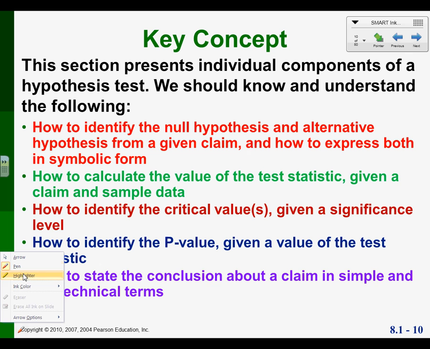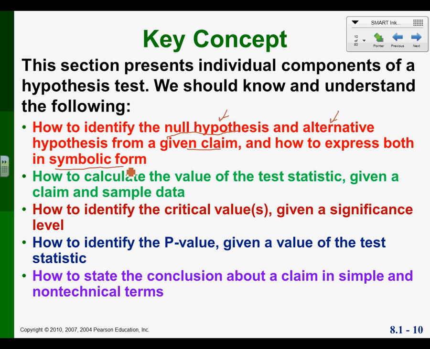We're going to talk about what is a null and what is an alternative hypothesis. Okay, we'll talk about those. You have to identify that in your test. So this will go into your answer about the claim, how to express both. We're not going to write them out, we're going to use symbols. So that's the first thing you always do: what is the null, what's the alternative.